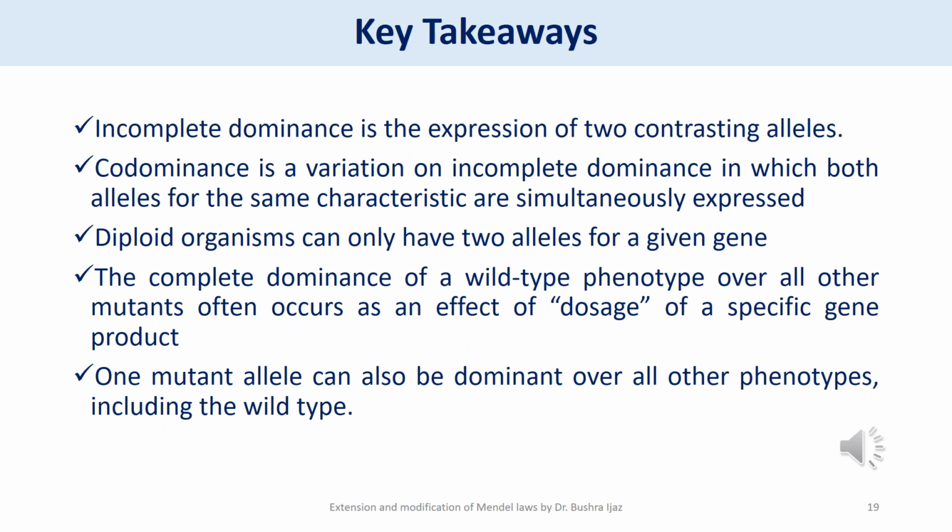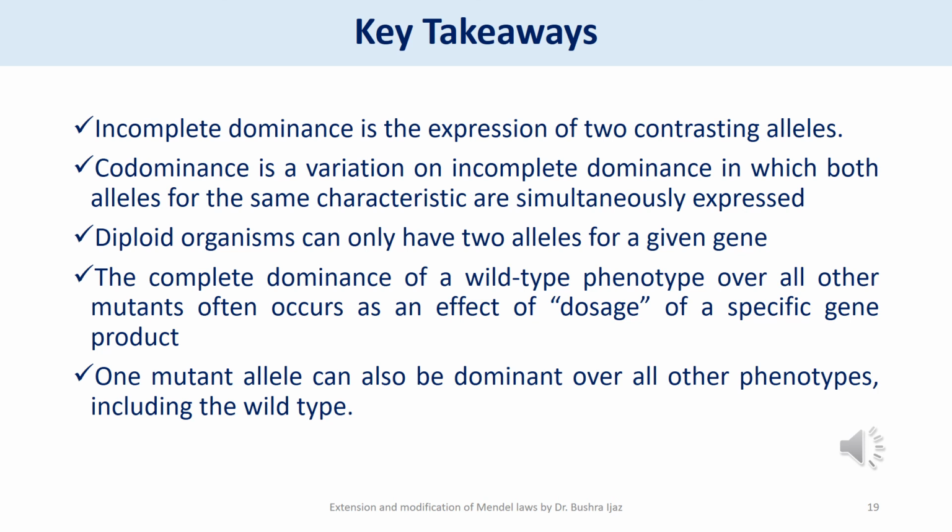So the takeaways from today's lecture are: number one, incomplete dominance is the expression of two contrasting alleles such that the individual displays an intermediate phenotype. Codominance is a variation on incomplete dominance in which both alleles of the same characteristic are simultaneously expressed in the heterozygote. A diploid organism can only have two alleles for a given gene. However, multiple alleles may exist at the population level such that many combinations of the two alleles are observed.